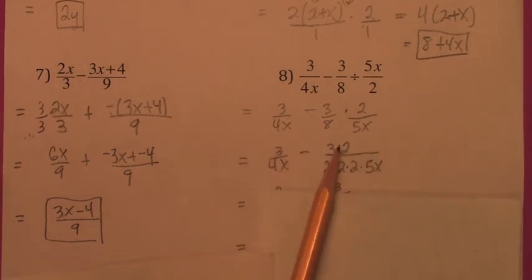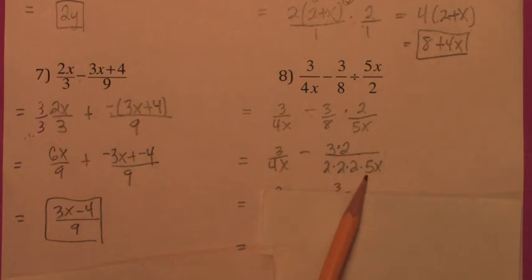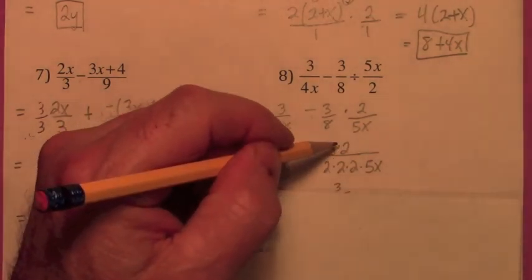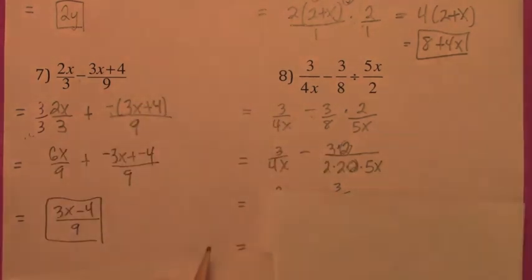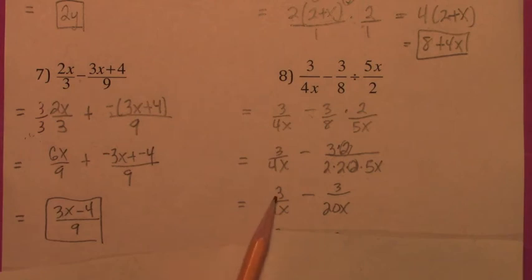Then what we do is we're going to factor everything. You get 3 times 2 on the top, 2 times 2 times 2 times 5 times x on the bottom. We can cancel a 3, no, just a 2, I think. So that's why you get 3 over 20x over here. So this is where we're at. You get 3 over 4x minus 3 over 20x.